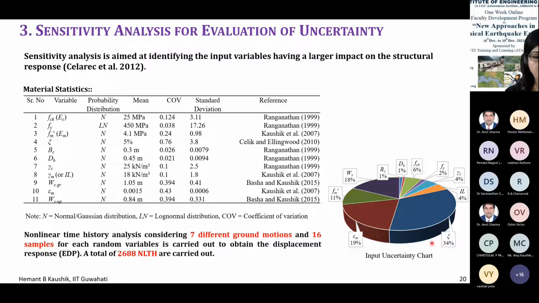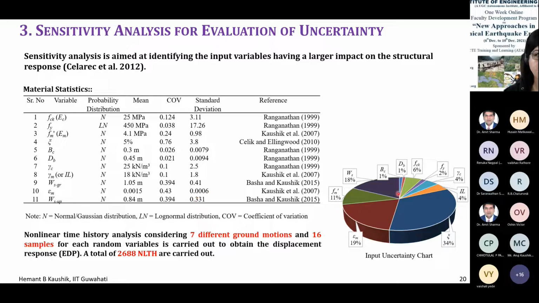Let us see how these input parameters, they change with respect to each other. So if I consider their variation as 100% total, so out of that you can see here that the variation in damping is maximum, which is 34%. This is input in uncertainty chart, right? The strain uncertainty is 19%. So when you can see here, the mean value is 0.0015, and here you have large coefficient of variation 0.43 and large standard deviation as well.